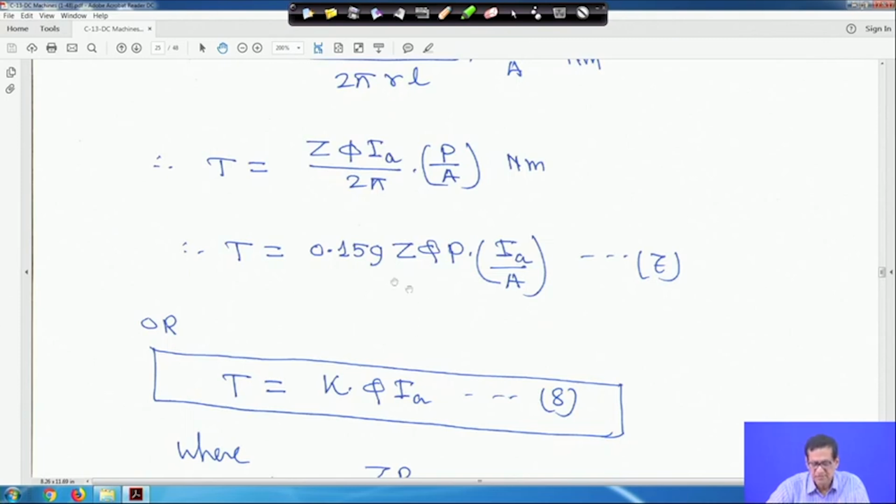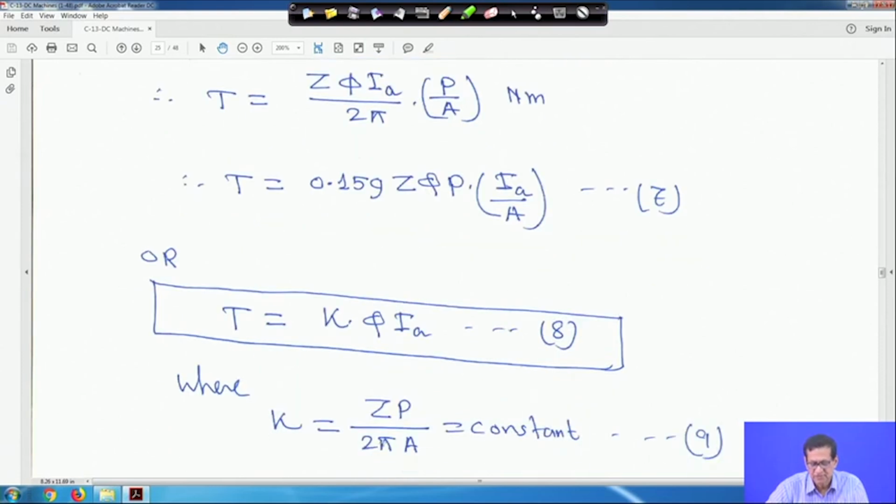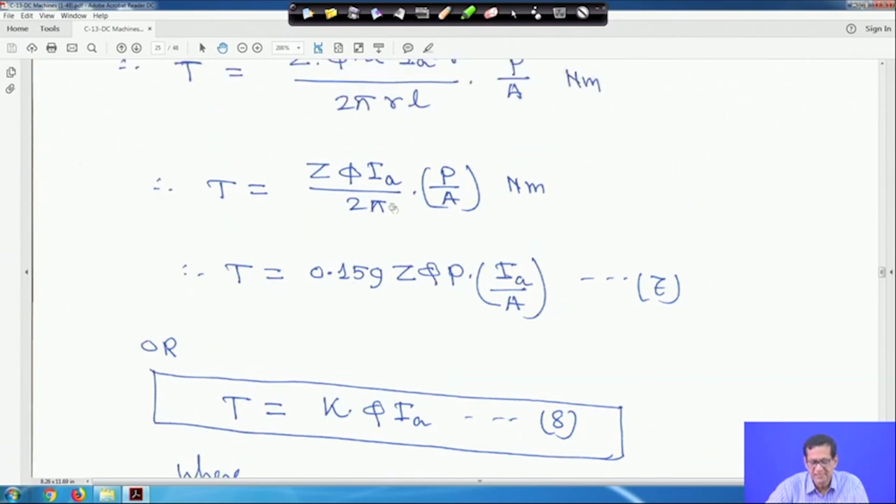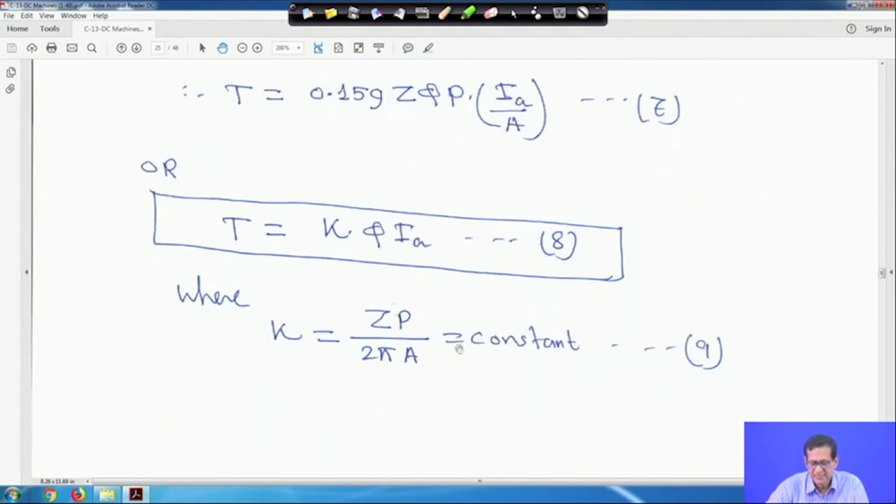So, we can write T is equal to k into phi into Ia, where 0.159 Z p upon a, that is Z p upon 2 pi a, is a constant. So, torque is proportional to the product of flux and armature current, and in a DC machine the flux actually depends on the field current. So, flux is proportional to the field current.